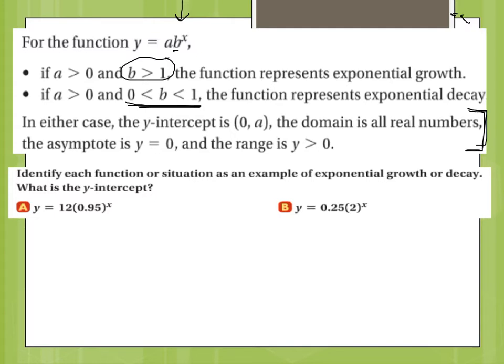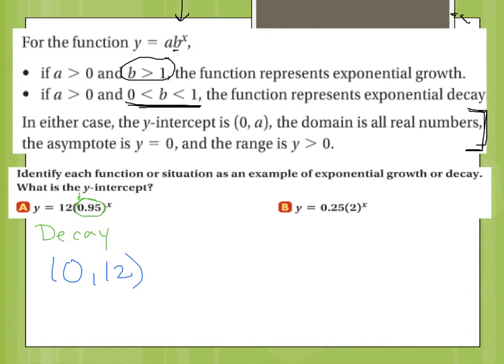So if I want to identify the function or situation as an example of growth or decay, and then pick up the y-intercept, this is my b right here. I have to decide, is this growth or decay? Since it's a decimal with no number out in front, it's not like 1.95, it's just a decimal 0.95, this would be decay because b is less than 1. And my y-intercept is always going to be (0, a), so it would be (0, 12).